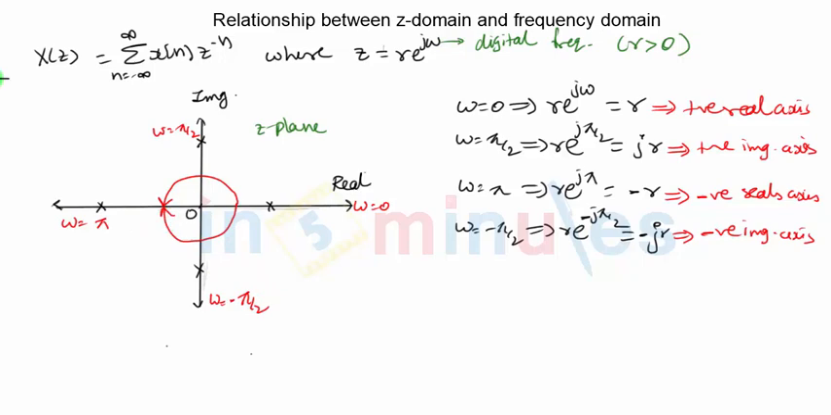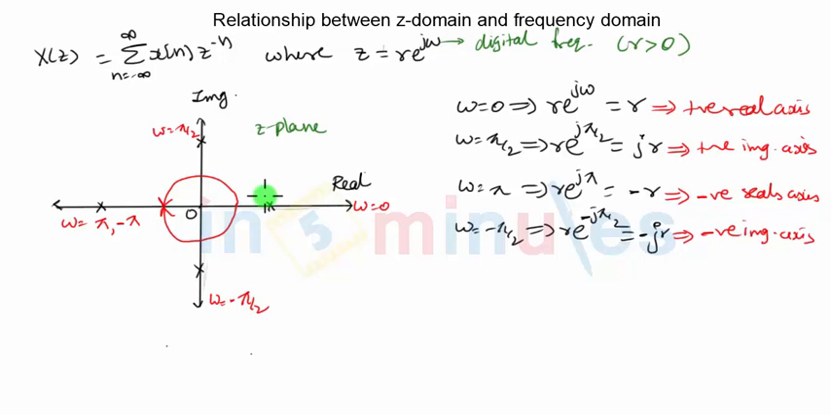And if you go further, then you will coincide with the negative real axis, and hence pi or minus pi both will be equivalent frequency values. So the concept of digital frequency is related to the angle which you traverse in the z plane. Whenever you travel in the anti-clockwise direction, the angle is taken as positive, and whenever you travel in the clockwise direction, the angle is taken as negative.